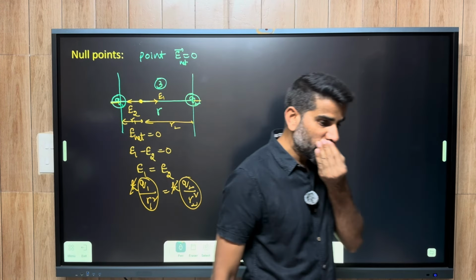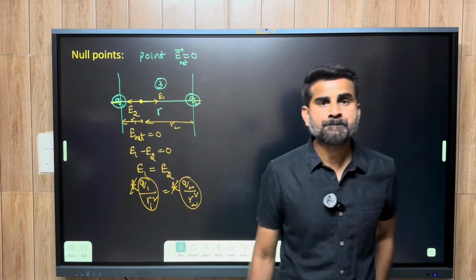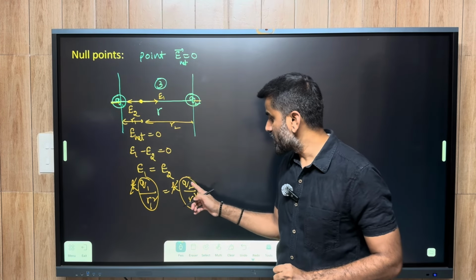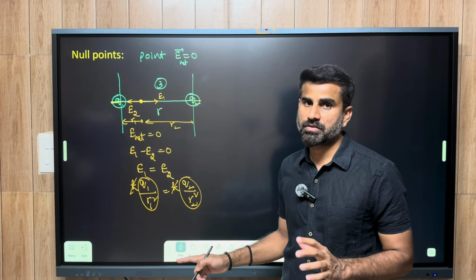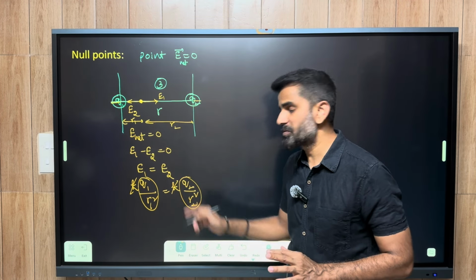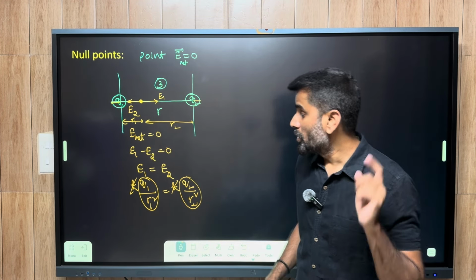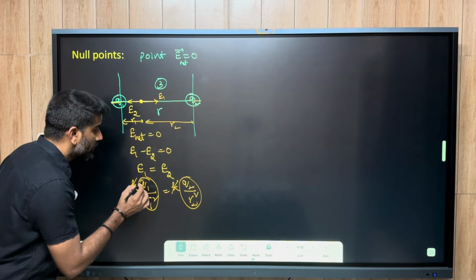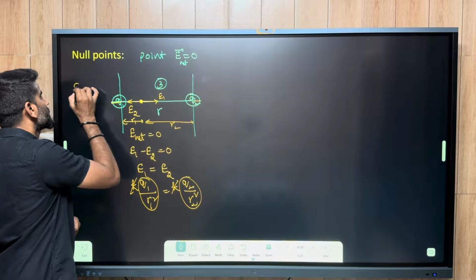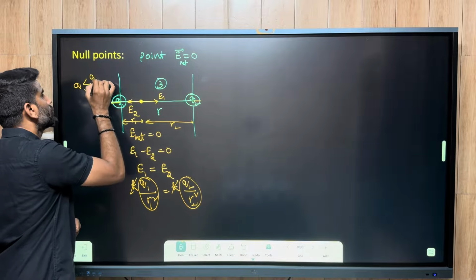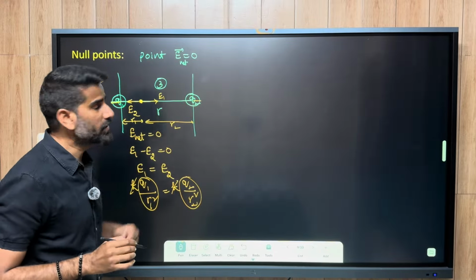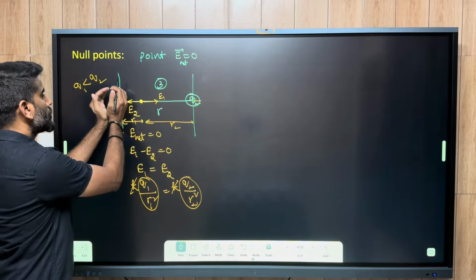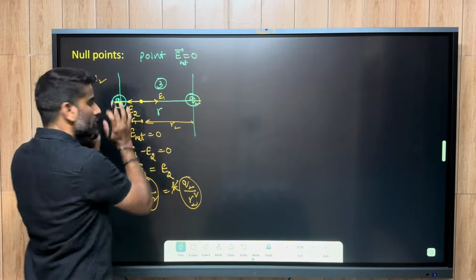As we already know, for the net field to be 0, the ratios Q1 by R1 squared and Q2 by R2 squared must be the same. That is possible only when, let's say, charge Q1 is less than Q2. Their magnitudes are related as per this relation. So Q1 is less, and Q2 is more than Q1.